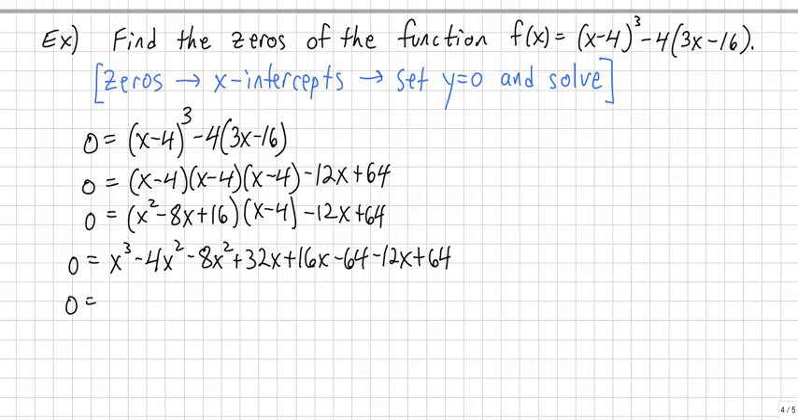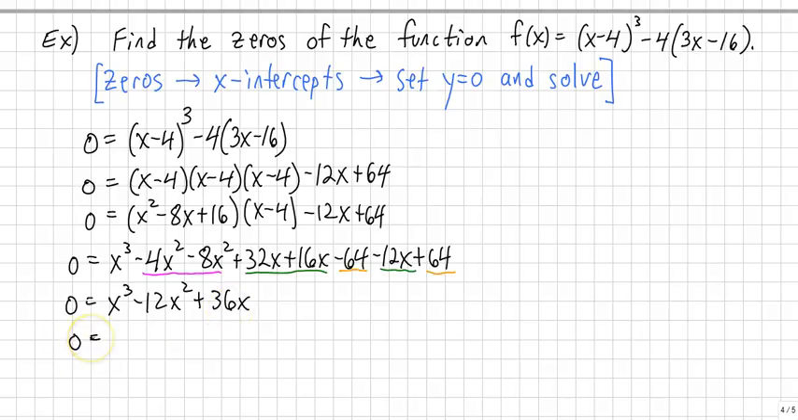Now we're going to have some like terms. So those are like terms, and those are like terms, so we got all kinds of like terms there. So we have x cubed, and then minus 12x squared, and then let's see, 48 minus 12 will be 36x, and then negative 64 plus 64 is 0. So now we're left with a polynomial that we do know how to factor.